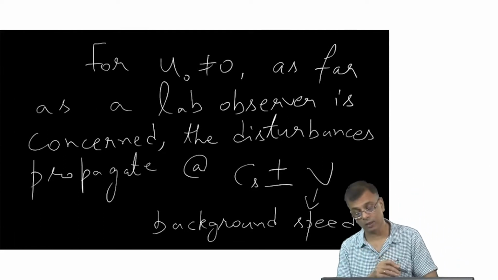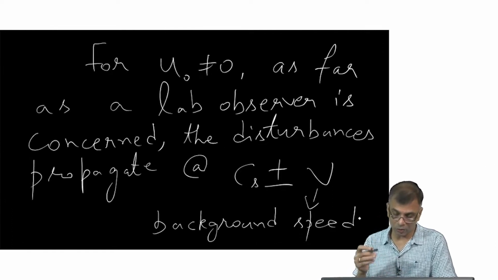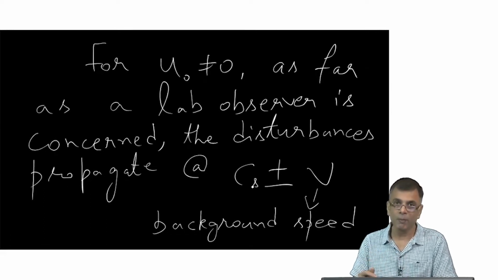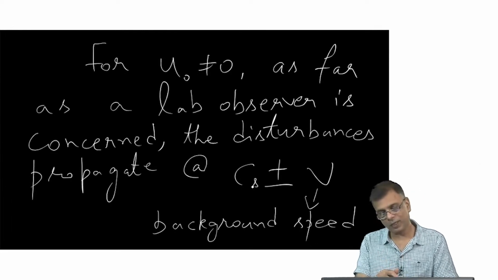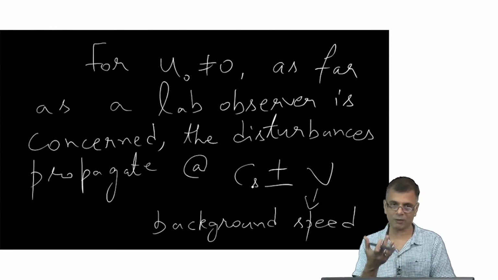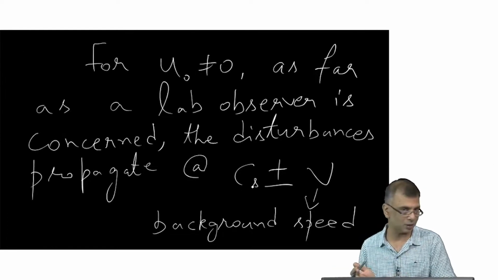And this is very important. It's only c sub s, I mean the speed at which these small disturbances propagate is indeed c sub s with respect to the background. If the speed of the background is equal to 0, well then no problem. It's c sub s as far as the observer in the frame of the fluid and the lab observer are concerned, it's the same thing.